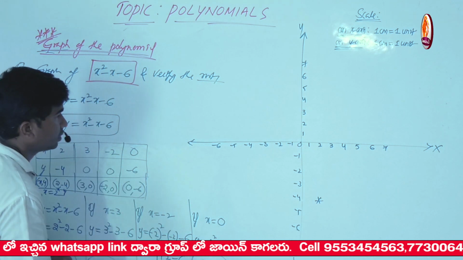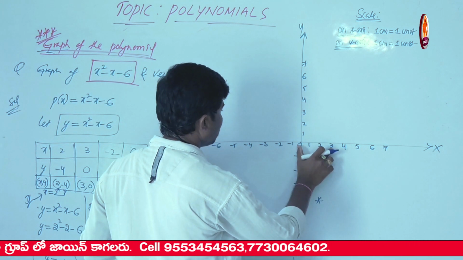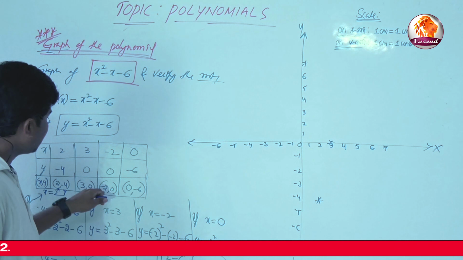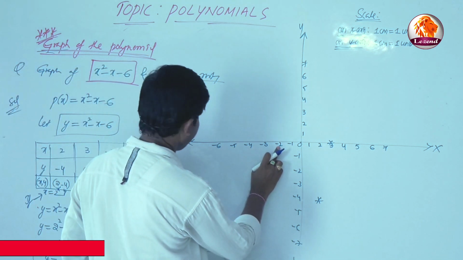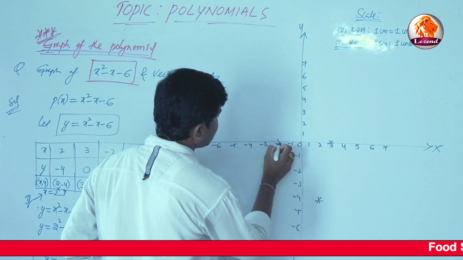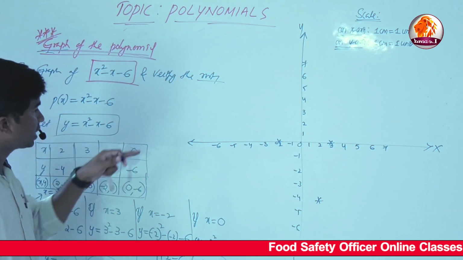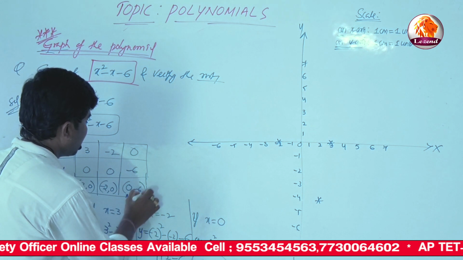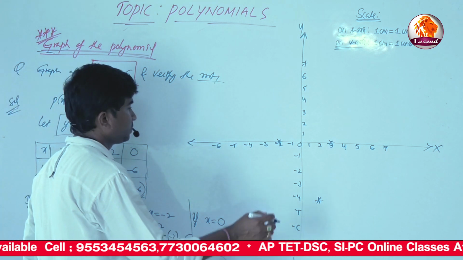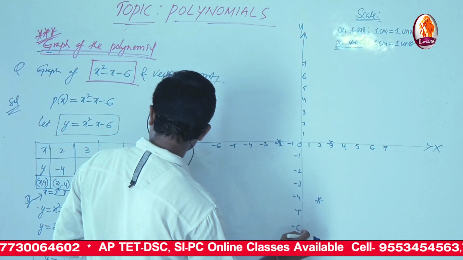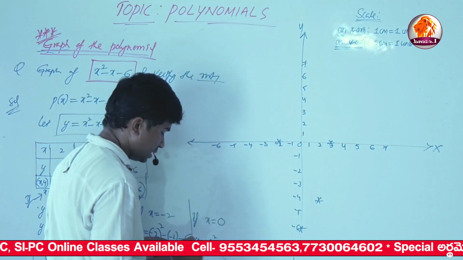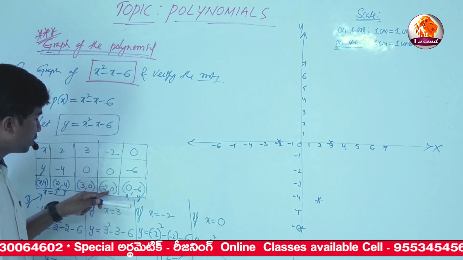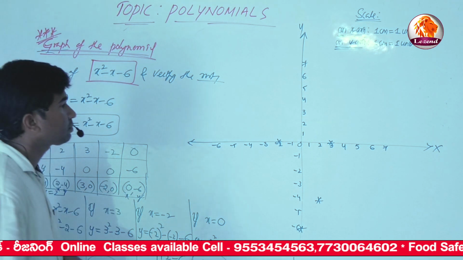Next, 3 comma 0. So 3 on the x-axis, and 0 means on the axis itself. Here is the point 3 comma 0. Minus 2 comma 0: minus 2 on the x-axis, 0 on the y-axis. So minus 2 comma 0, that is the third point. The last one, 0 comma minus 6: 0 on the x-axis, minus 6 on y. So 0 comma minus 6 is again here. So these are the points: 2 comma minus 4, 3 comma 0, minus 2 comma 0, 0 comma minus 6.